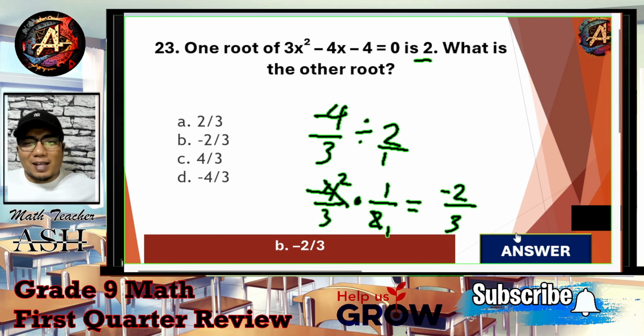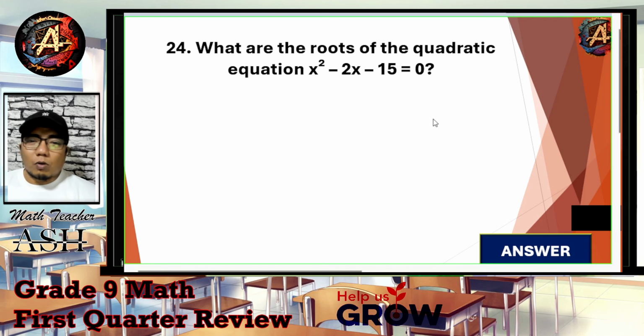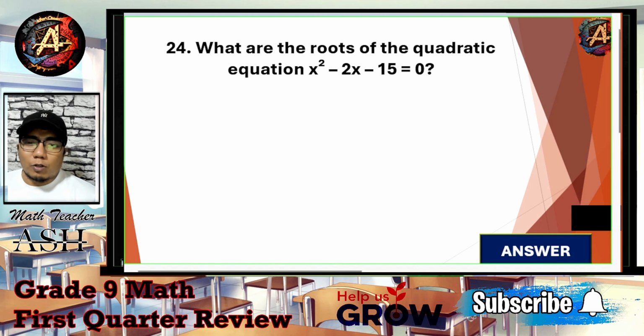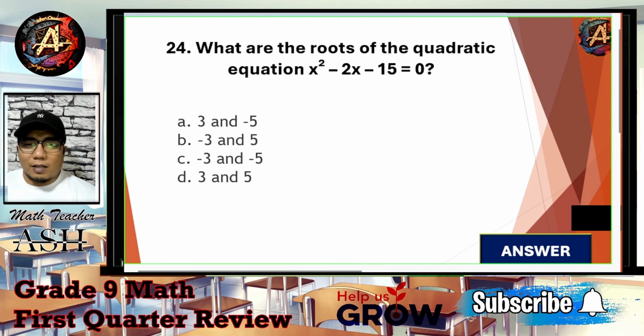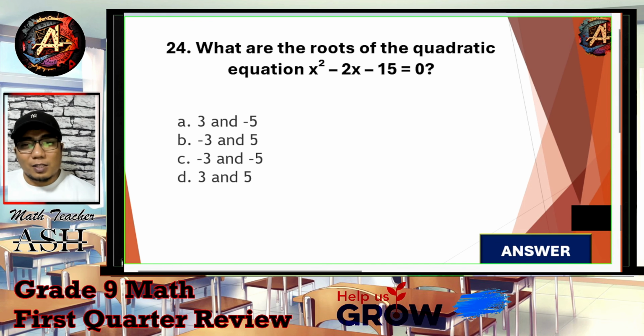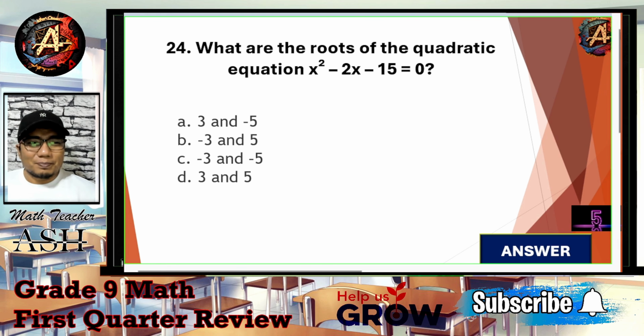Alright, my dear math learners, now let us go to question number 24. What are the roots of the quadratic equation x squared minus 2x minus 15 is equal to 0? Is it A, 3 and negative 5, B, negative 3 and 5, C, negative 3 and negative 5, or D, positive 3 and positive 5? I'll give you 5 seconds to think about your answer.